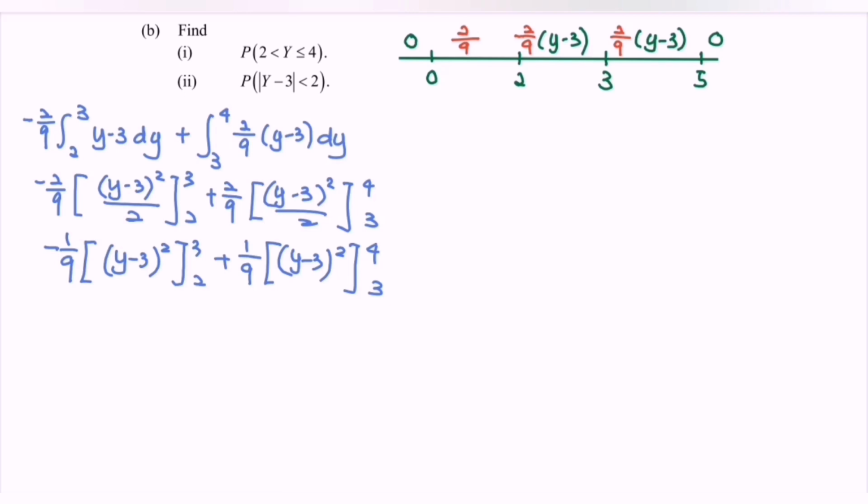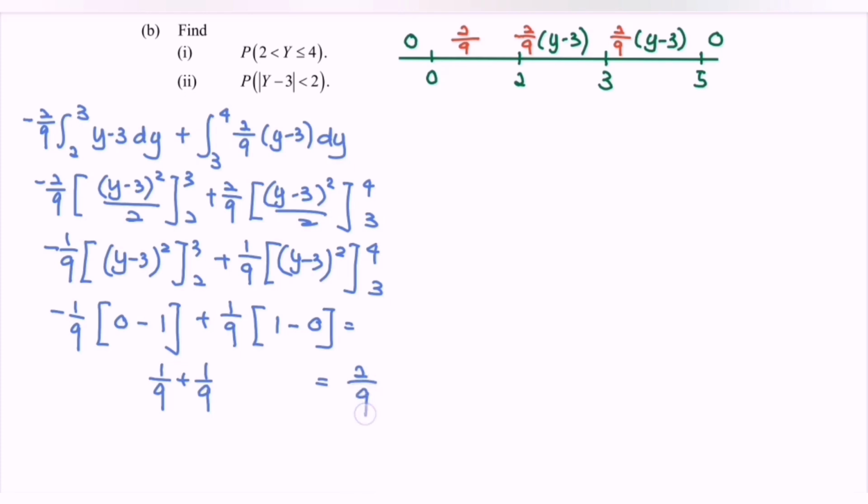Kindly substitute 1 over 9. If we substitute 3, we will have 0, minus, if we substitute 2, we will have 1. Plus 1 over 9, if we substitute 4, we will have 1, and if we substitute 3, we will have 0. So from here, we will have 1 over 9 plus 1 over 9. The answer will be 2 over 9. The probability that y is greater than 2 and less than or equal to 4 will be 2 over 9.